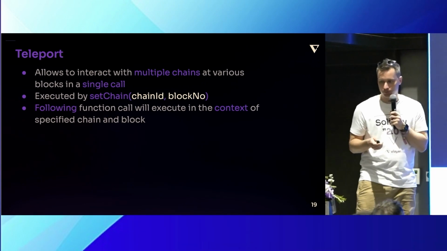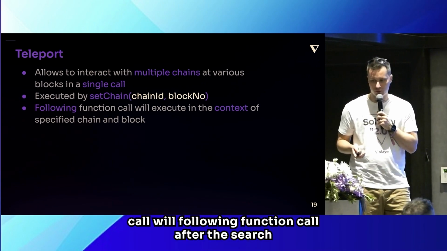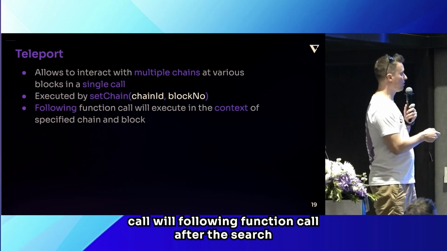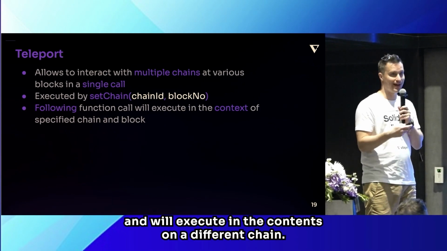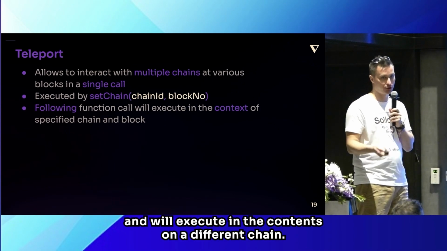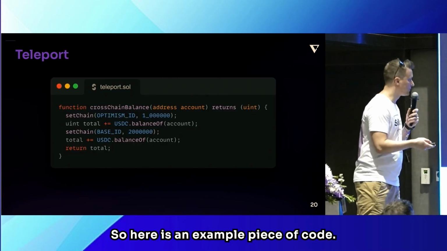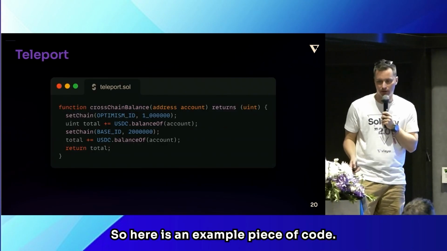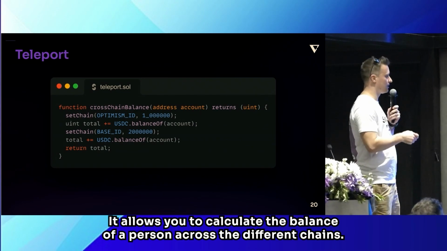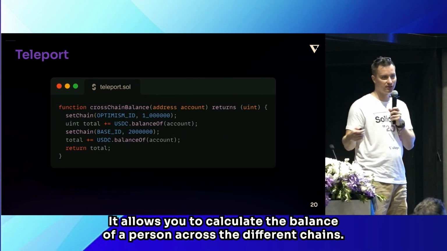And the following function call after the setChain will execute in the context of a different chain. So here is an example piece of code. It allows you to calculate the balance of a person across the different chains.